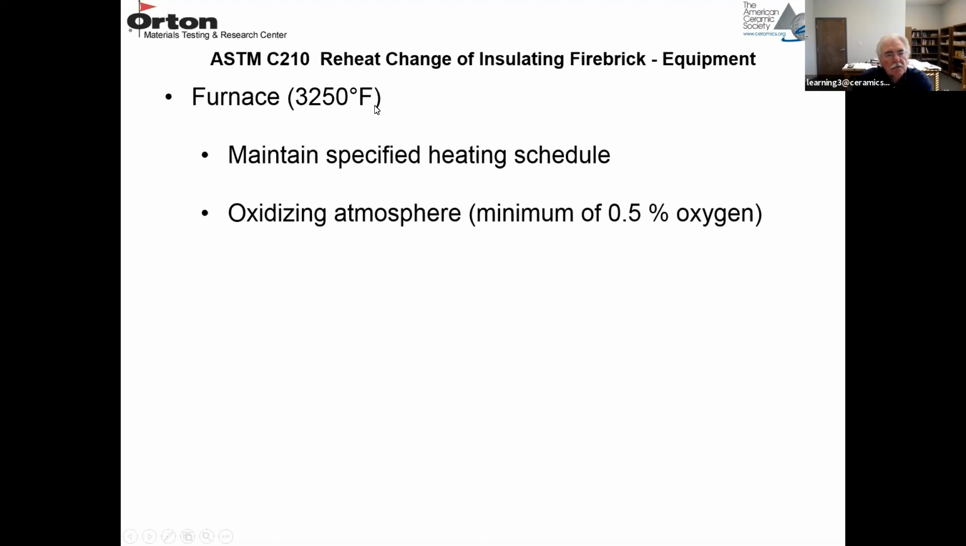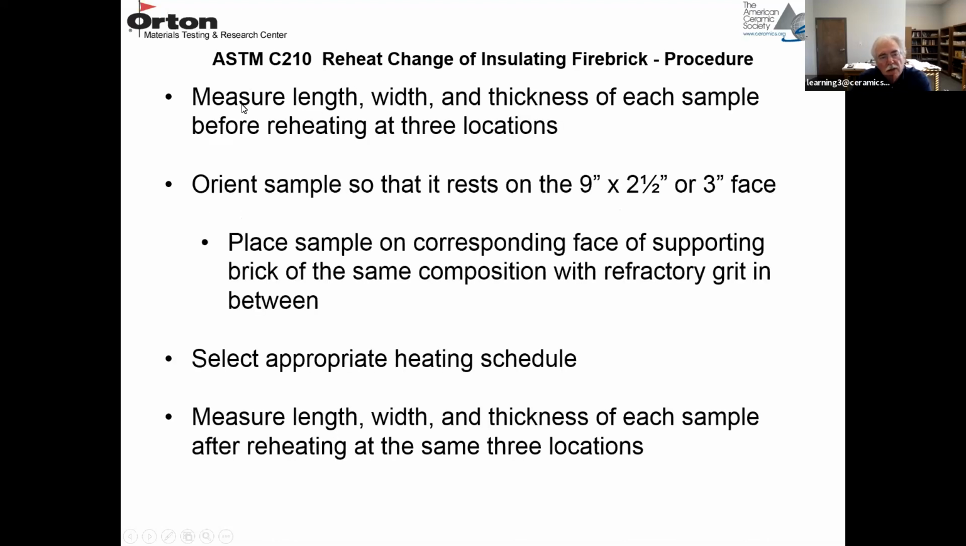You need a high temperature furnace capable of going to 3250 degrees F. It has to maintain the heating schedules according to the ASTM standard, and it's calling for an oxidizing atmosphere. So in this test, you measure the length, the width, and the thickness of each sample at 3 different locations. So you measure 3 lengths, 3 widths, and 3 thicknesses. Then you have to place the sample in the furnace so it rests on the 9 by 2.5 or 9 by 3 inch face. And you place that on a supporting brick of the same composition.